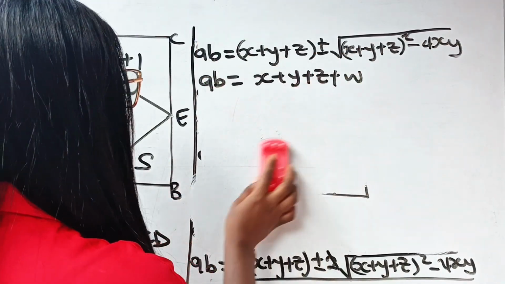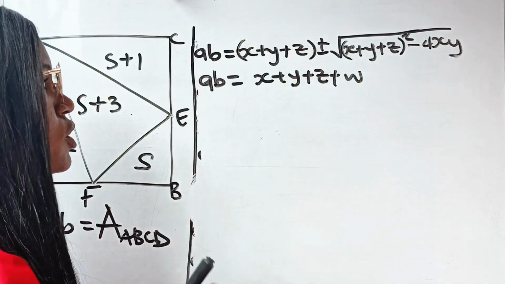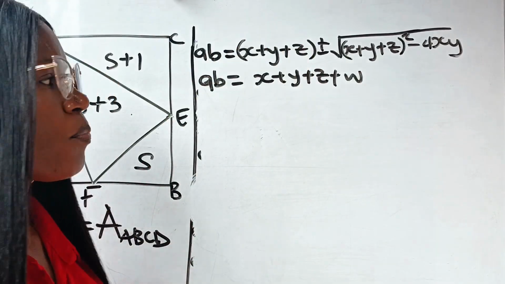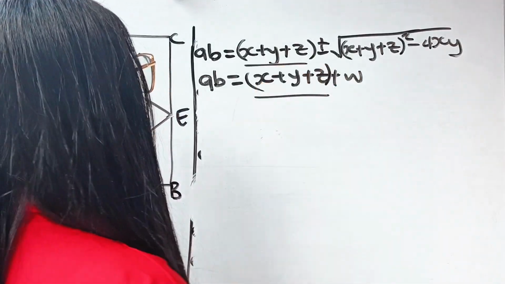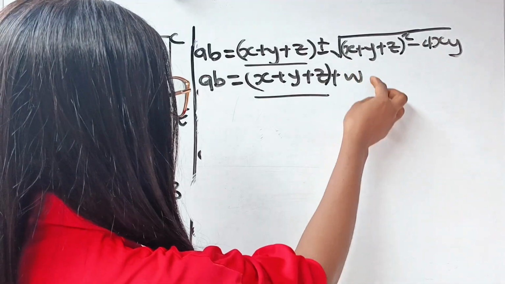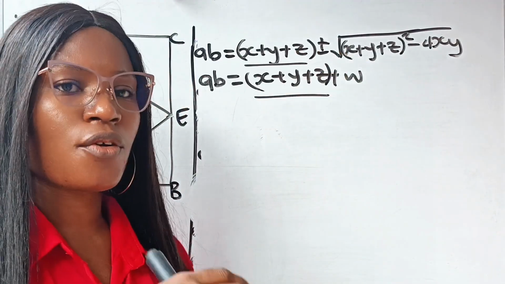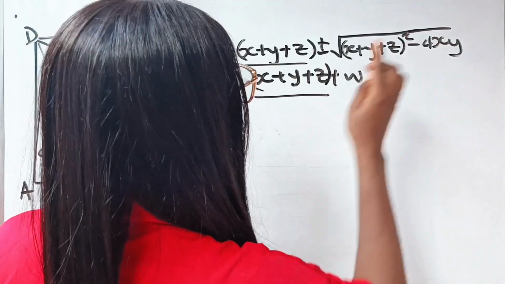Now I want us to compare these two equations. Did you notice anything? You can see that from here to here, they are the same. If this is equal to this, it simply means that this W, which happens to be the area of the middle triangle, is equal to everything we have here.